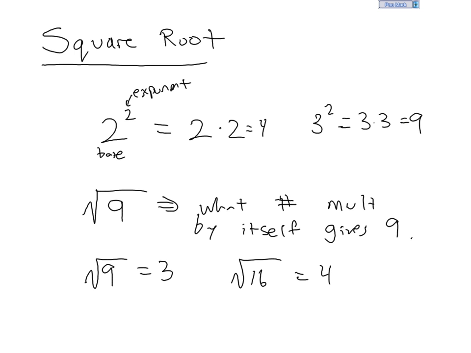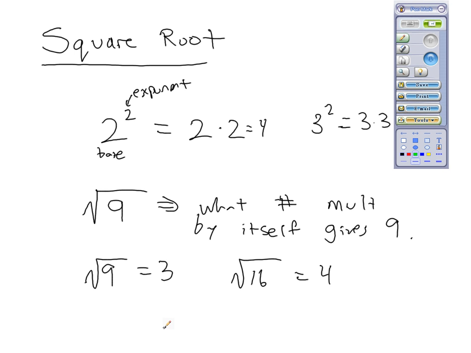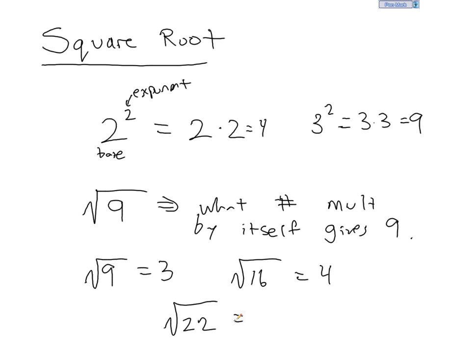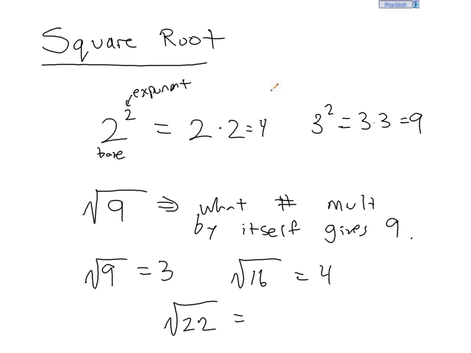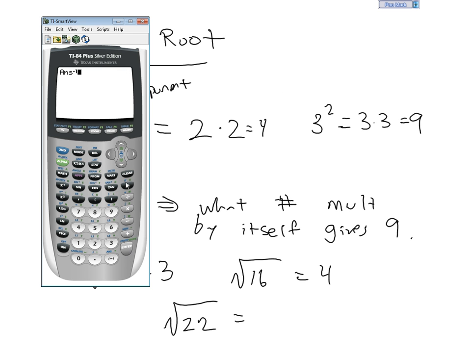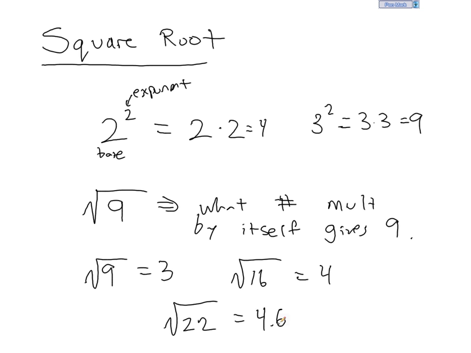Now, what about more interesting problems, like what number times itself gives me 22? Well, 3 times 3 is 9, 4 times 4 is 16, 5 times 5 is 25, so it must be somewhere between 4 and 5. But what I'll do is I'll come over here to my calculator and show you how to calculate the square root. So if you hit second and then your square button here, that will pull up the square root sign, and now you enter in 22. And we're hoping this will be between 4 and 5 because 4 times 4 is 16, 5 times 5 is 25, and we get about 4.69.